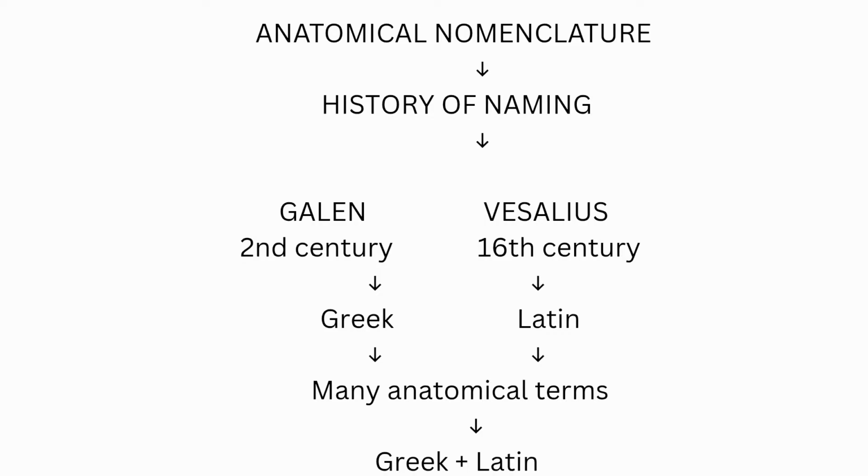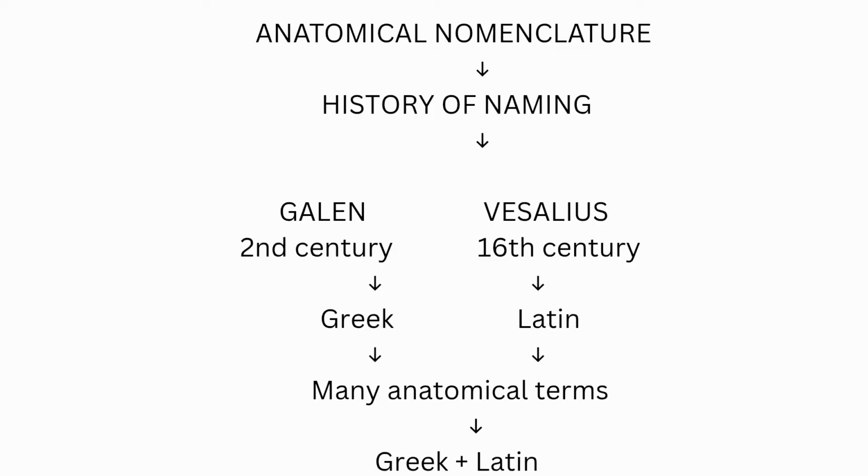In today's lecture, we are going to discuss anatomical nomenclature. The word nomenclature simply means a system of naming. So, when we say anatomical nomenclature, we are talking about the system used to name different structures of the human body. Now, you may think that naming anatomical structures is very simple.